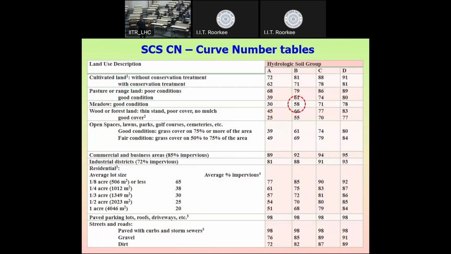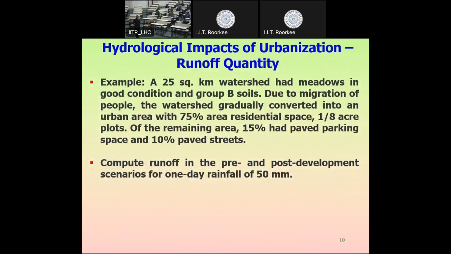Here we have a land use which is called meadow in good condition. And for this, the curve number for B type of soils is 58. You will be wondering why I have pointed out this number. So let us move on. Any question here? Okay. So we move now, and now we have a problem.